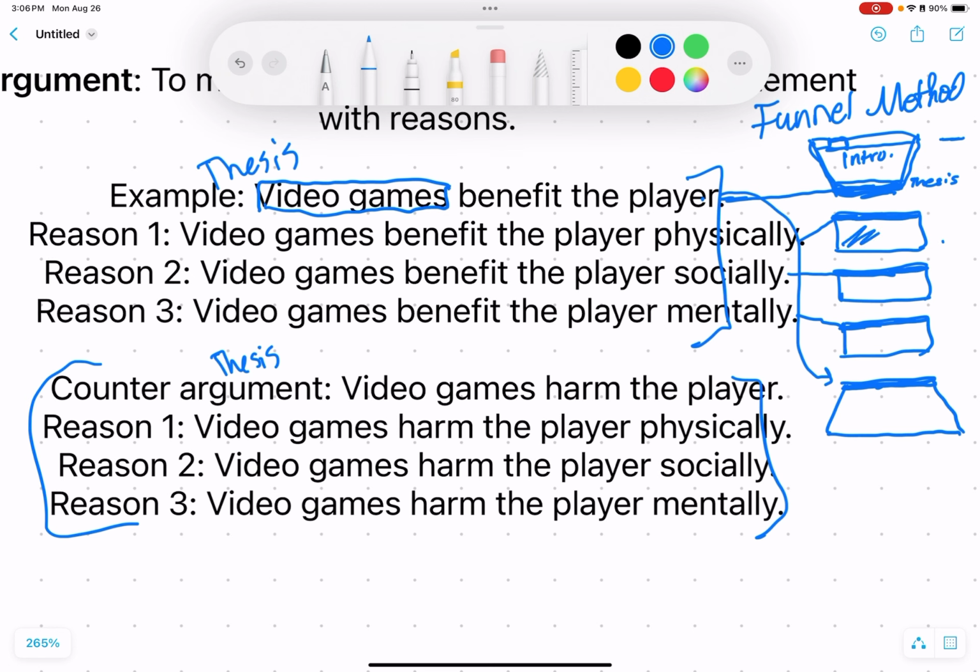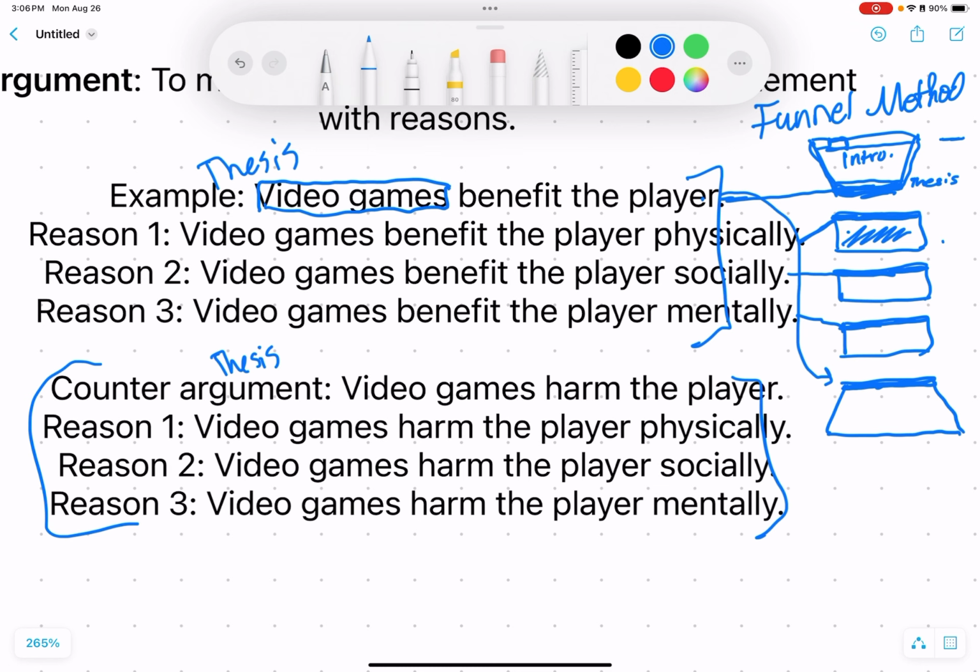So the stuff that goes in here is going to be proofs for your statement. Video games benefit the player physically. Now I'm going to explain how they benefit them because if they're older and they're in a nursing home and they need exercise, they can't actually go to a bowling alley. It'd be too dangerous to pick up a bowling ball, but they can play the Wii and get some physical exercise without the risk of injury or something like that.